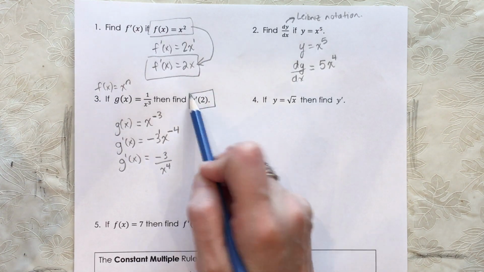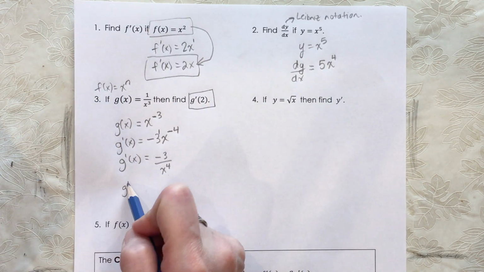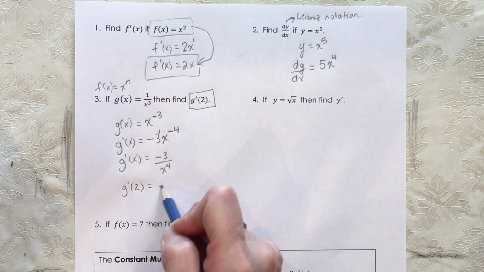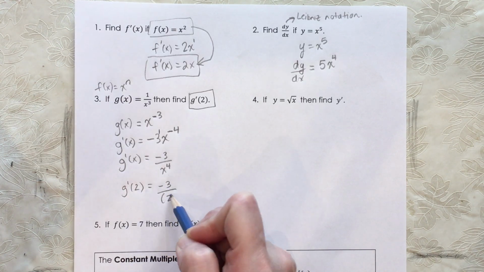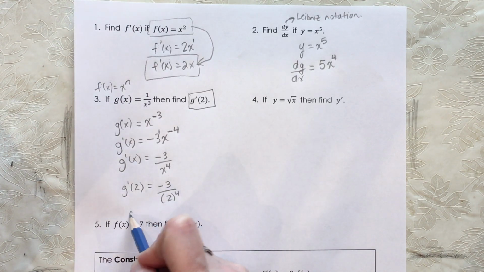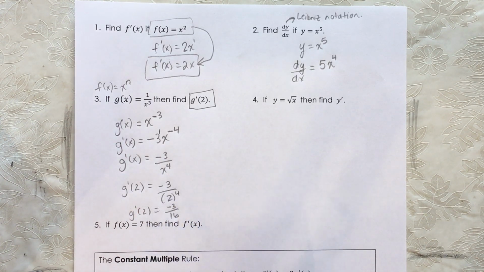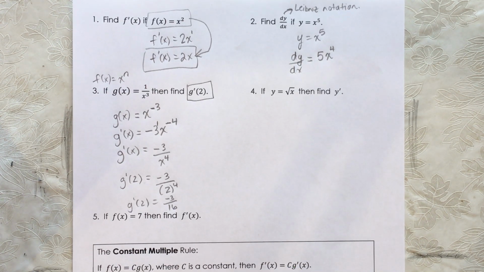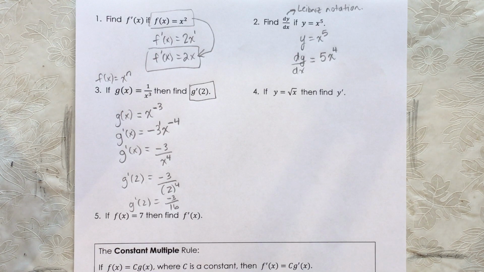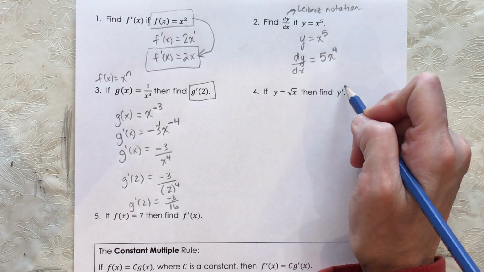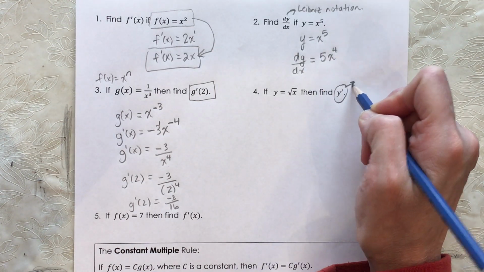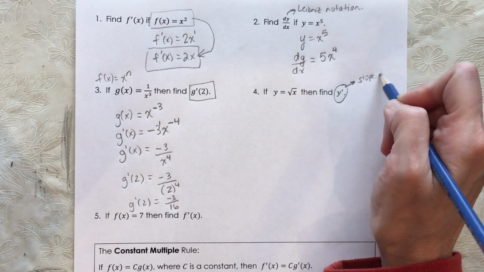But they're also asking us to find g prime at 2. So g prime at 2 would be negative 3 over 2 to the 4th, which would be negative 3/16. So that would mean the slope of the tangent to the curve 1 over x cubed at 2 would be negative 3/16. Okay, so if y equals the square root of x, then find y prime. Similar, okay, so y prime, that's another notation you can use. That also means slope of the tangent at any point.